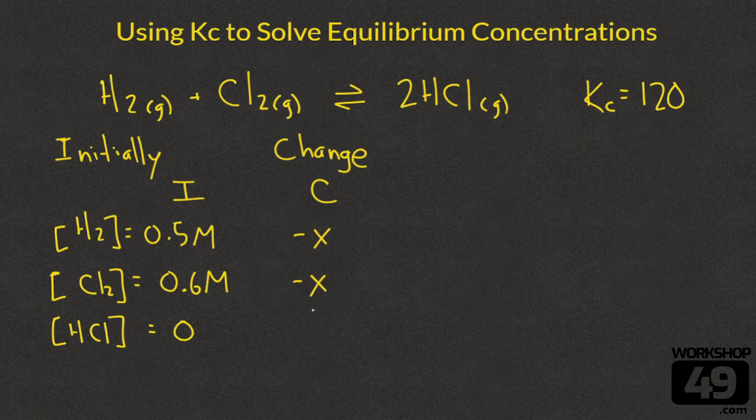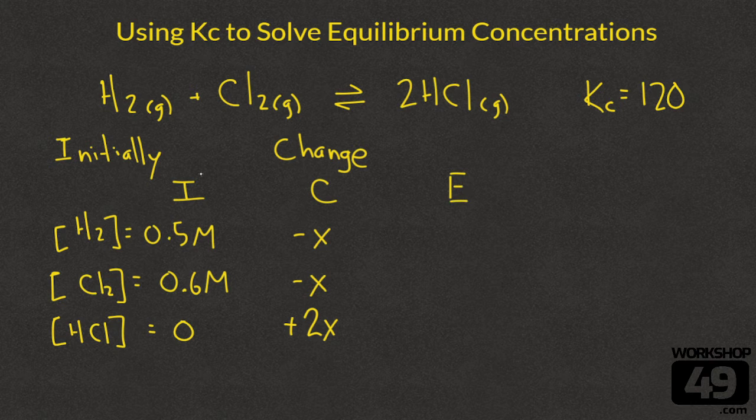Now that coefficient's important, because for HCl, if we do this reaction X times, we're actually going to gain 2X of our HCl, because each time we do the reaction, X is the number of times we do the reaction, we gain 2 HCl's.